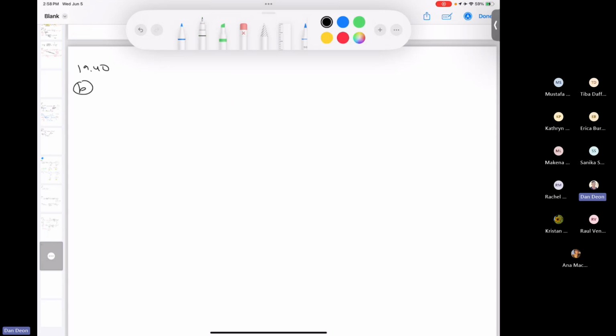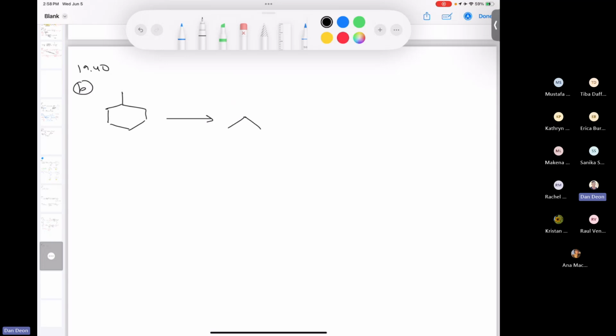19.40. This is B. And it looks something like this. So I guess this is his favorite starting material. Come on, Mr. Dion. You can draw better than that. There we go. Methyl cyclohexane. And then we're busting the ring open somehow. And we're making this compound.